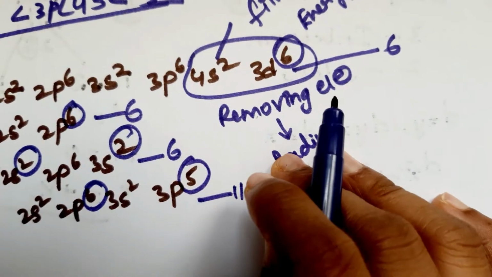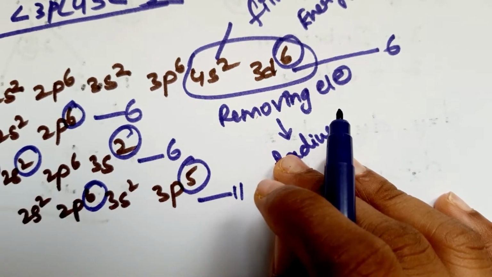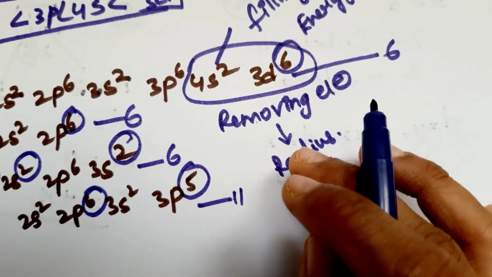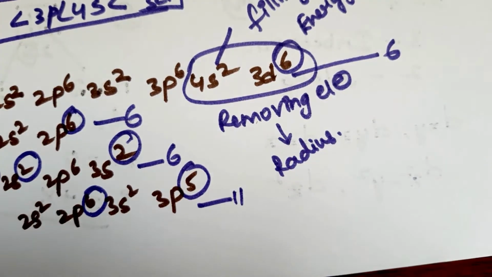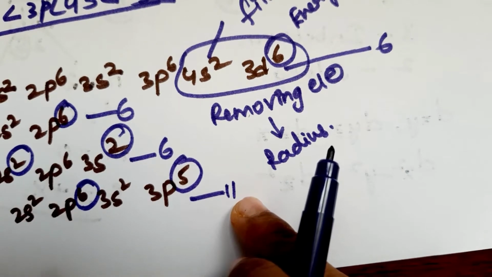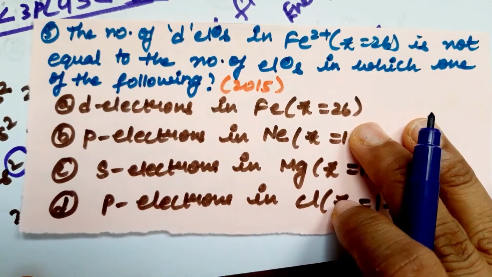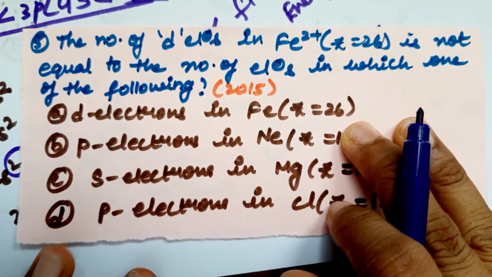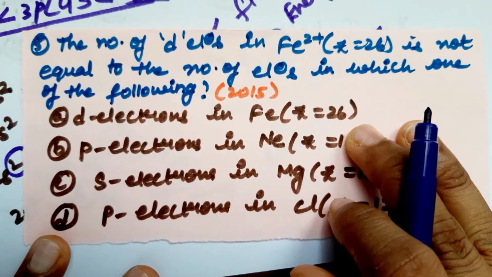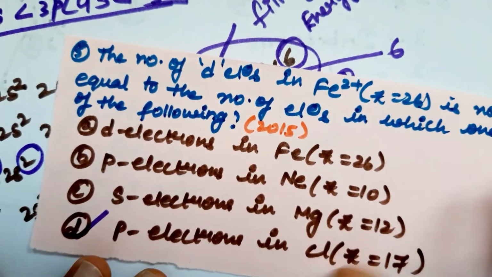Which is the incorrect one? That means the number of d electrons in Fe2+ is not equal to the number of electrons in option D, so option D is the incorrect one. On observing this solution, the number of d electrons in Fe2+ is not equal to that number, so option D is the correct option for this question.